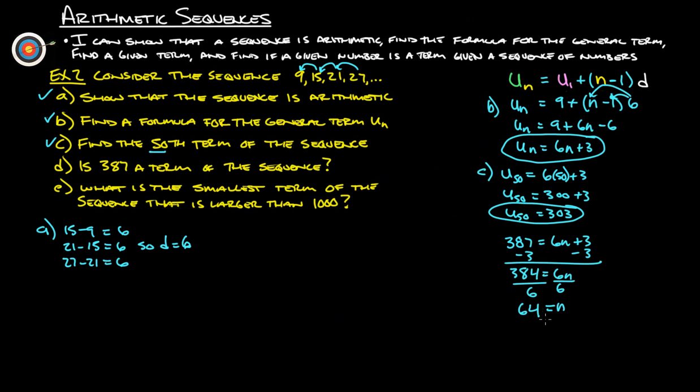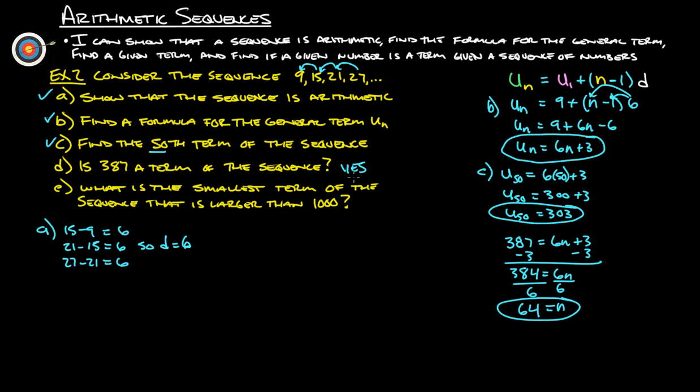So since we get a whole number, 64, and not 64.2 or some kind of decimal, that means, yes, it is a term in the sequence. In fact, it's the 64th term would be 387. Again, if this was any kind of decimal at all, anything except for a whole number, an integer, then this answer would be no, it's not part of the sequence.